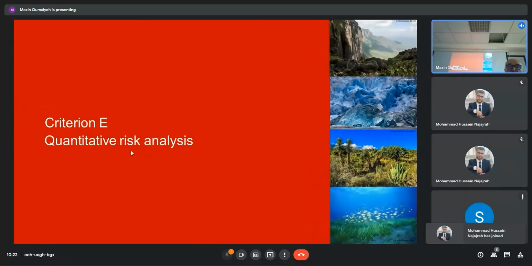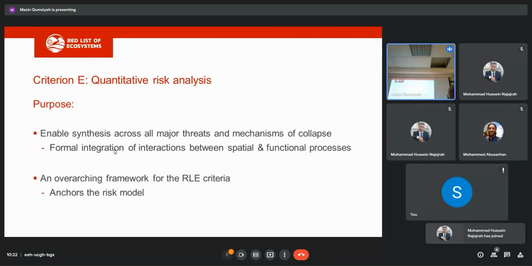Criterion D is quantitative risk analysis. Again, like for the species Red List, it's a criterion that needs very good knowledge of the ecosystem, and then you only apply it to ecosystems you know particularly well.